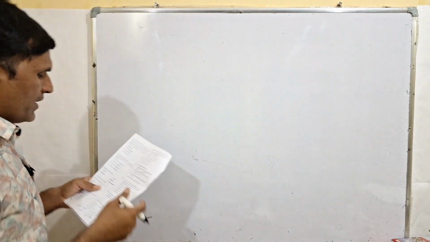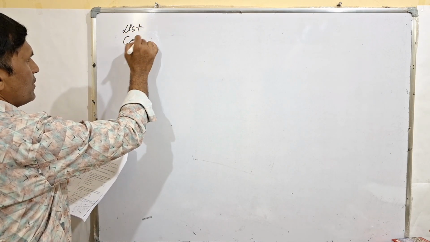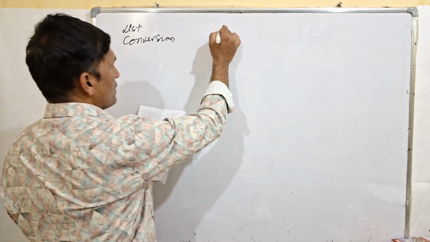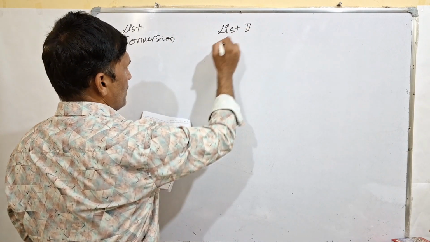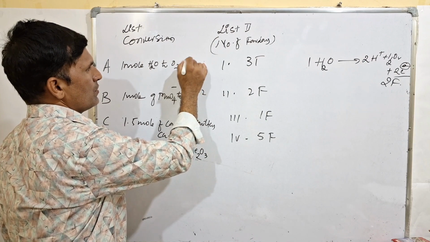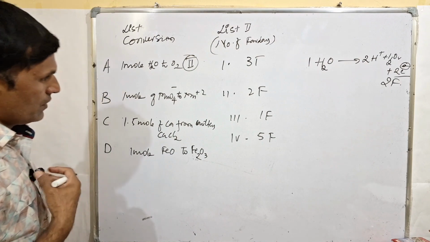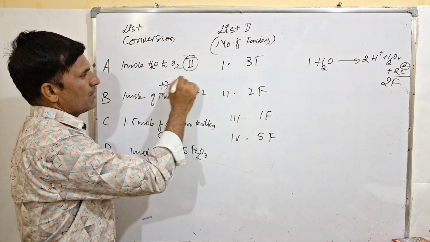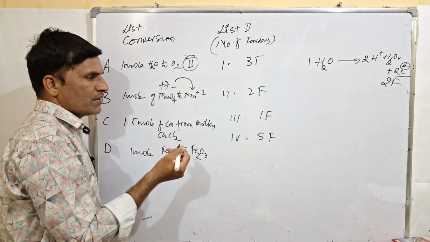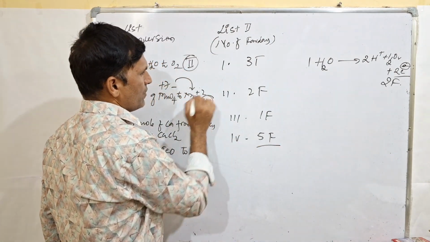Again, it is a match the following type of question. In list 1, they have given conversions, and the other side, list 2, contains number of Faradays. Option 2 corresponds to A. Then 1 mole of MnO4 minus, here it is plus 7 and it is converting into plus 2. So the number of electrons required will be 5 moles, so total charge corresponding to 5 Faraday we have to pass. So it is the fourth one.